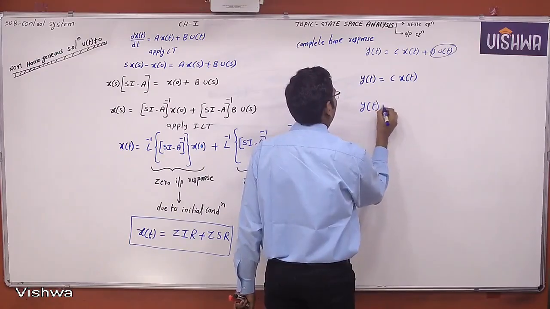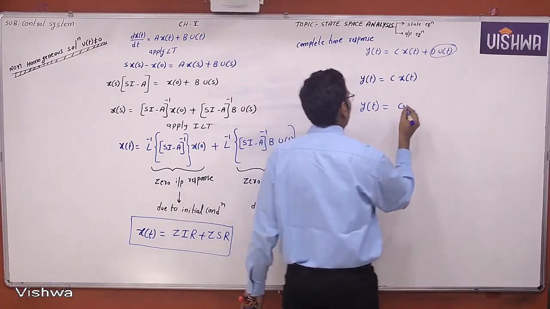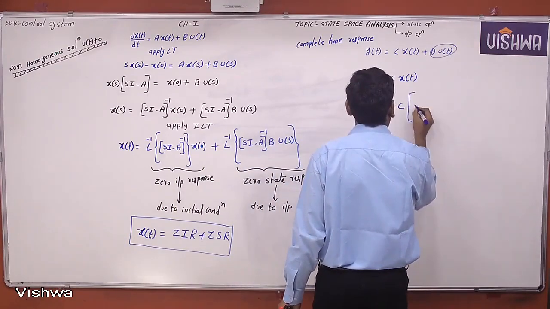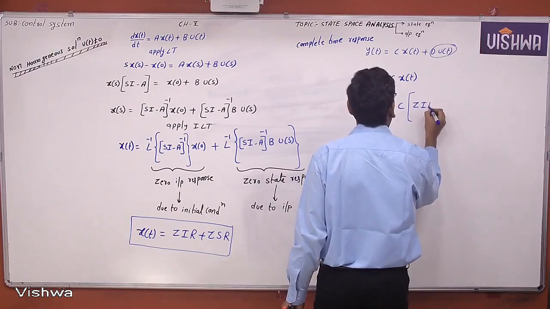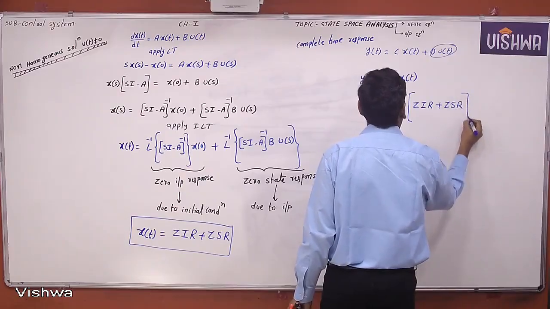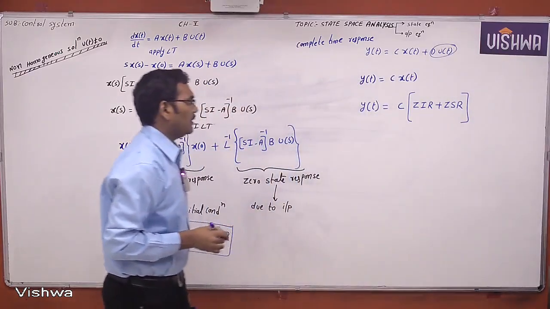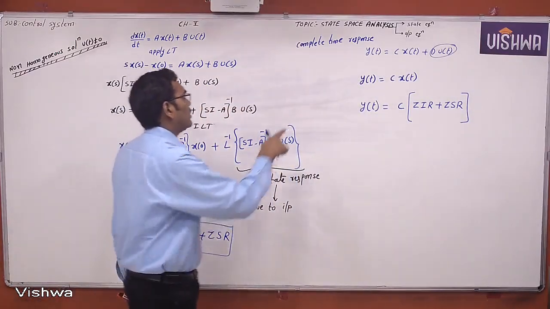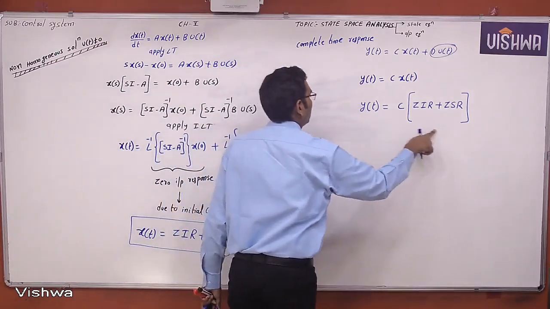The complete time response Y of t is equal to C into X of t. What is X of t? It is zero input response plus zero state response. Now this is Y of t, that is the complete time response. If he is asking for the complete time response, then you have to do this.